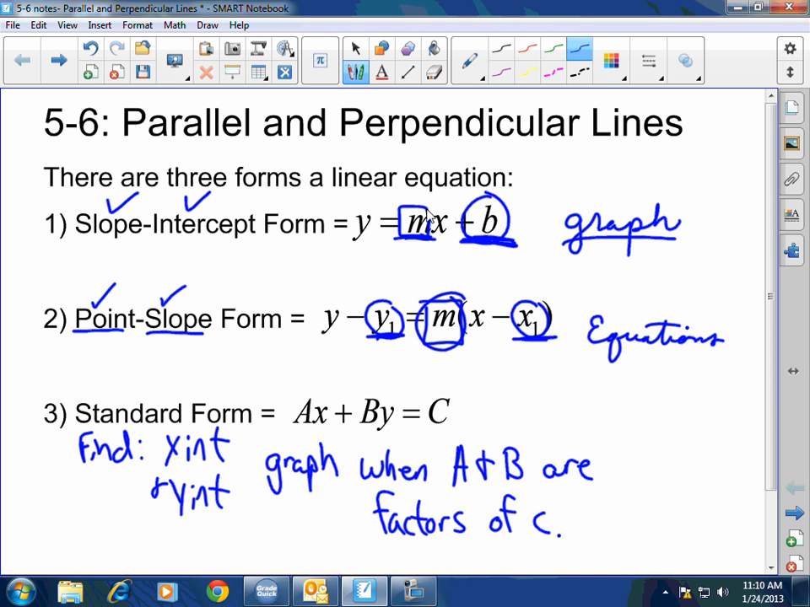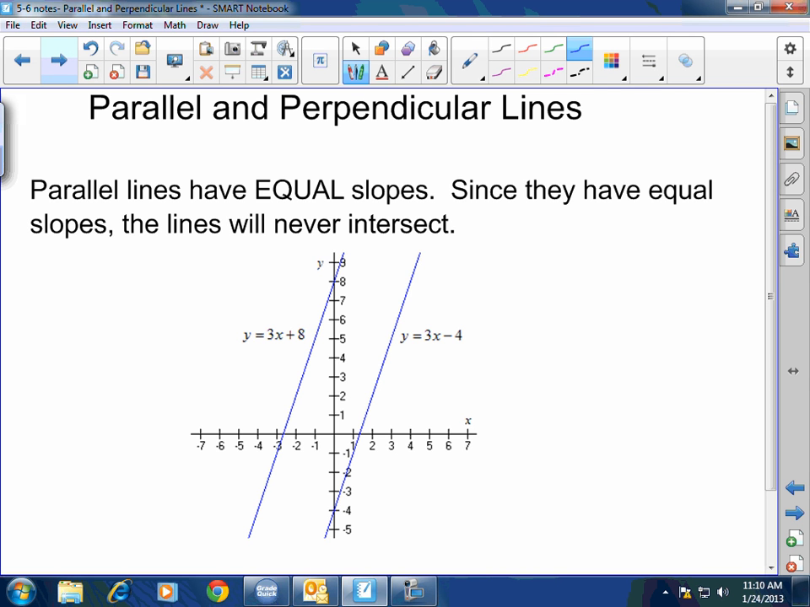Okay. Awesome. Now, let's talk about parallel lines. Parallel lines, my friends, have equal slopes. Parallel lines will never intersect because their slopes are equal. If you notice this first equation here, this is y equals 3x plus 8. Over here, this is y equals 3x minus 4. The slope for both of them is 3. So since the slopes are equal, and check this out, the y-intercepts are different, they are parallel.